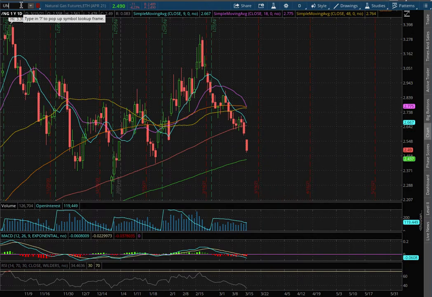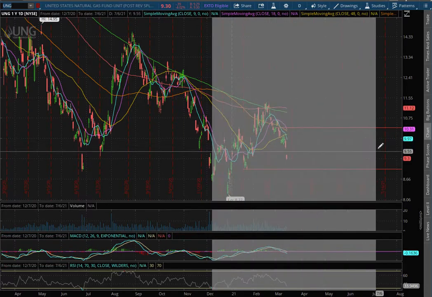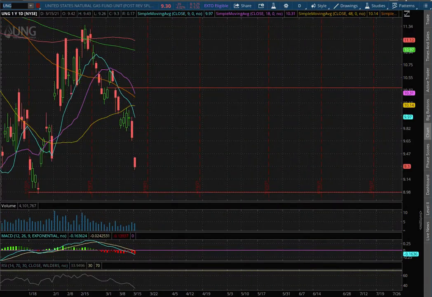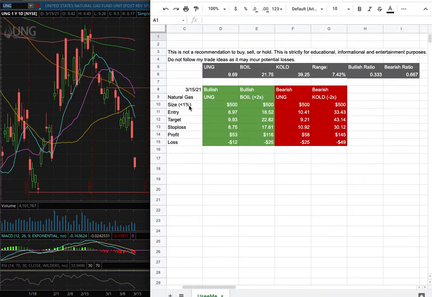As for the trade idea of the week, I'll be trading UNG, and my position size for it is less than 1% of my portfolio. My long entry is at $8.97, and that is this range here, and that coincided with previous support levels that dated back to January 22nd. My sell target is at $9.93. My stop loss is at $8.75.